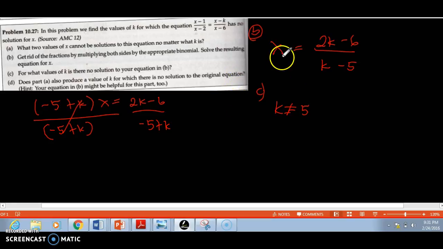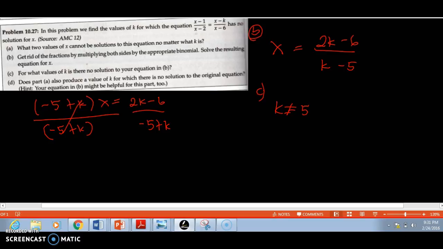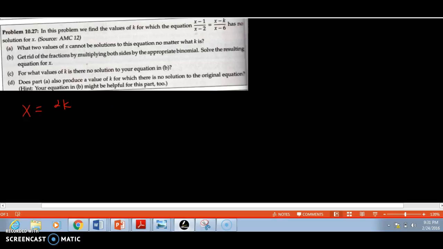Right? Part D. Does part A also produce a value of k for which there is no solution to the original equation? Now, let's try to remember that. We know that your x is equal to 2k minus 6 over k minus 5. Now from letter A, we know that x cannot be equal to 2 and also x cannot be equal to 6. So really we just substitute this in here.